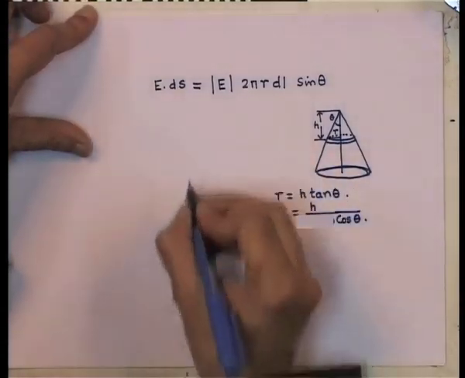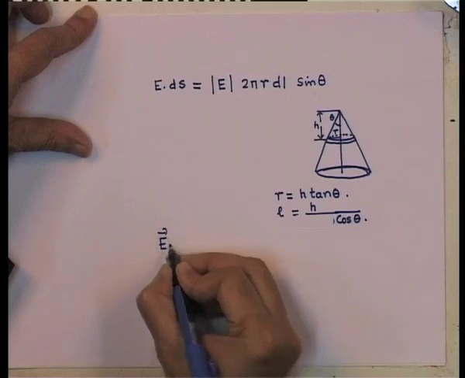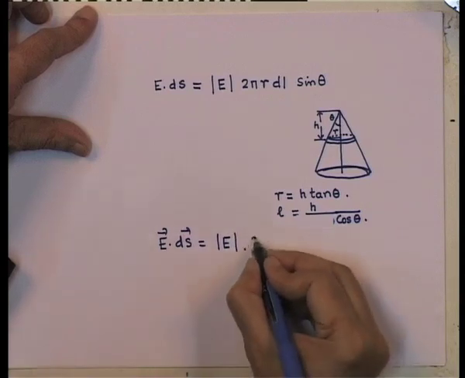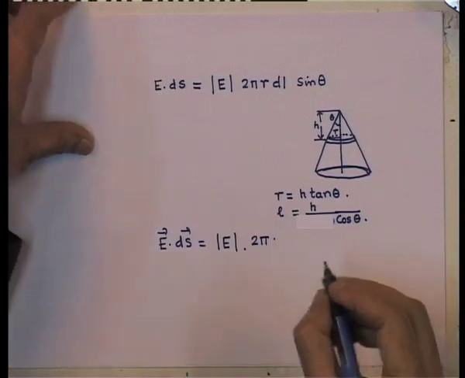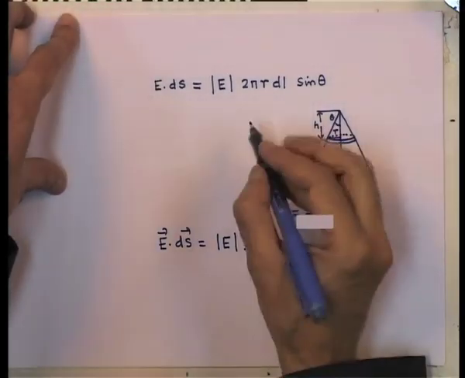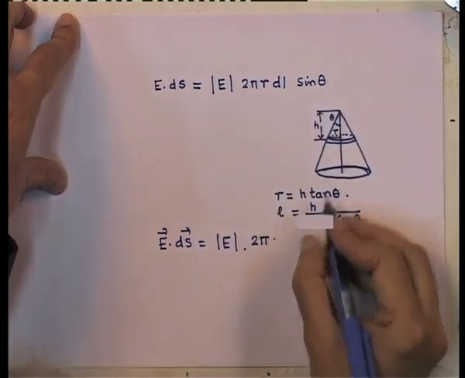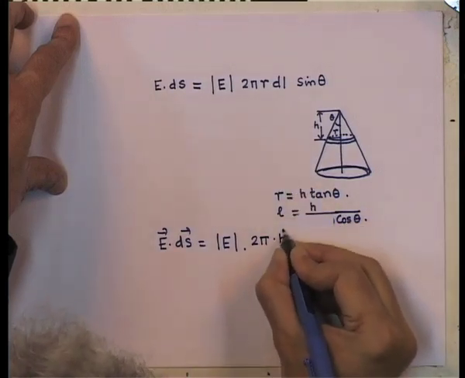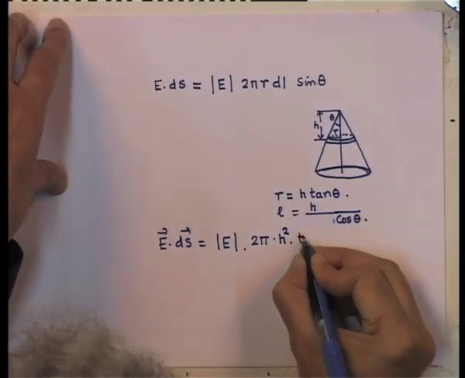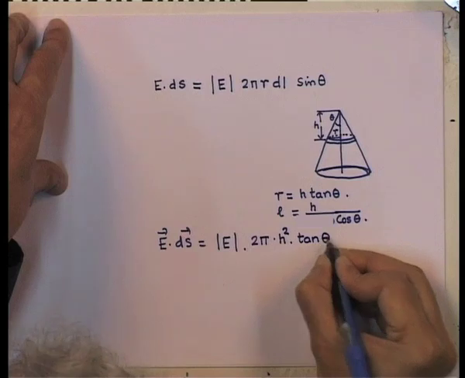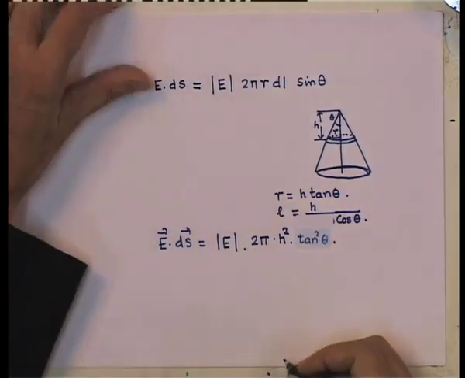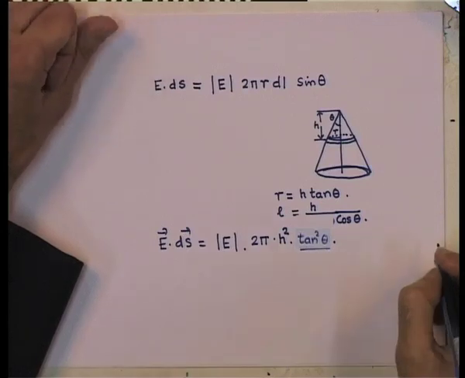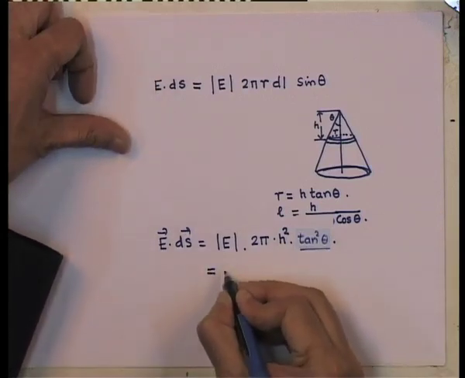So, if you plug them in here, what I get is E dot d s is equal to magnitude of E times 2 pi, and of course, I have got r d l sin theta. So, you notice there is already a sin theta by cos theta here. So, I get h square times tan theta. Now, the tan theta is actually constant, and so therefore, what I get here is this.